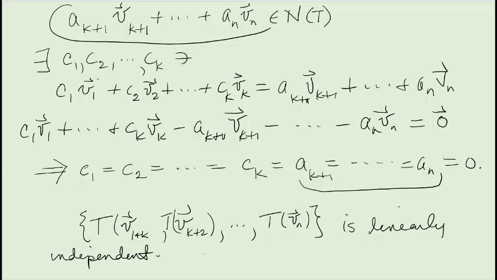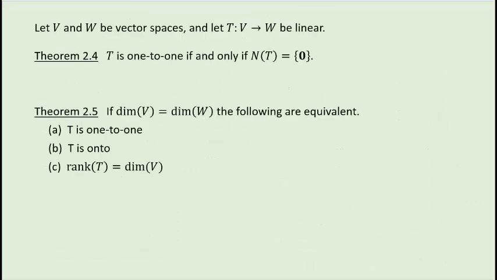And therefore, we can say that the dimension of the range, which is equal to the rank, is n minus k. Therefore, the rank plus the nullity is equal to n. This theorem I am not going to prove.